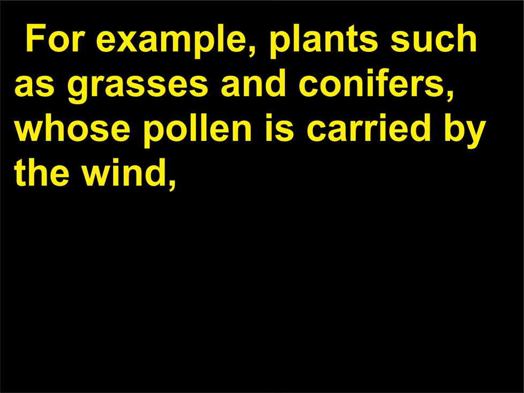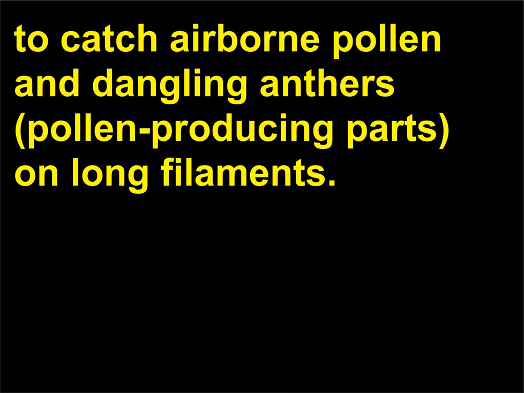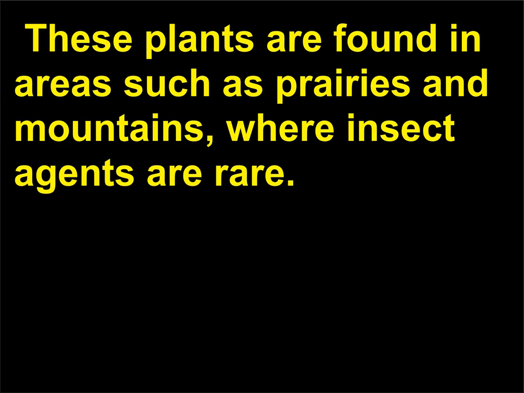For example, plants such as grasses and conifers, whose pollen is carried by the wind, tend to have a simple structure lacking petals, with freely exposed and branched stigmas to catch airborne pollen and dangling anthers, pollen-producing parts, on long filaments. This type of anther allows the light, round pollen to be easily caught by the wind. These plants are found in areas such as prairies and mountains, where insect agents are rare.